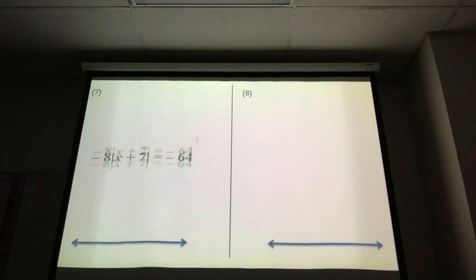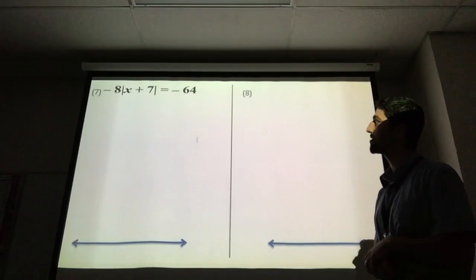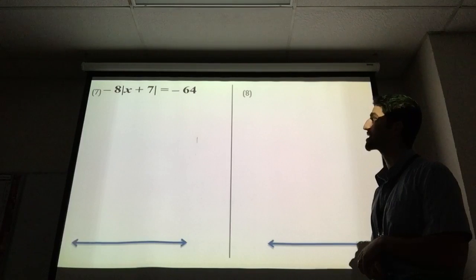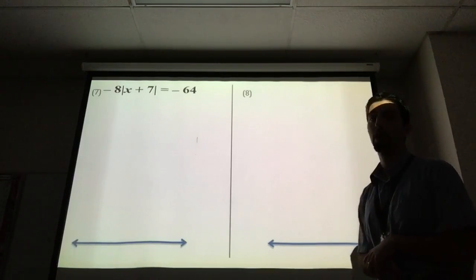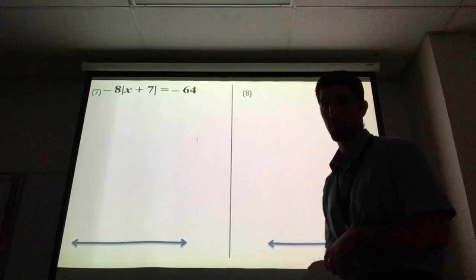Alright, here's number 7. Number 7, we have negative 8 times the absolute value of x plus 7 equals negative 64. Go ahead and do this one on your own, and then we'll go over it.